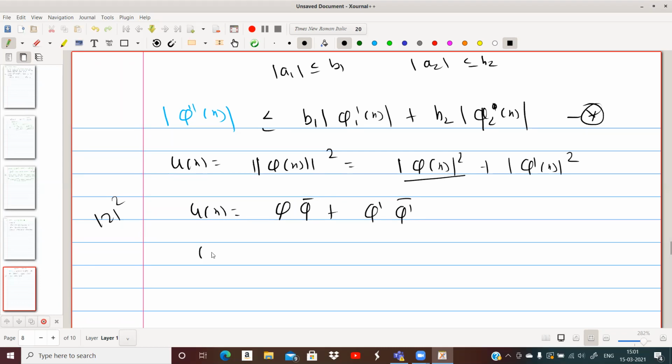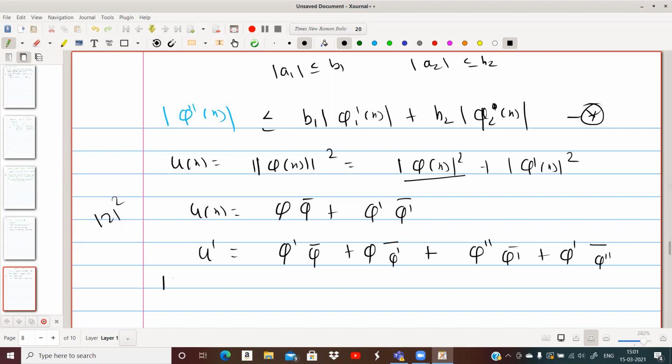Okay. What is u dash? You can write u dash by differentiating this with respect to x. So what should be u dash? U dash will be phi dash into phi bar plus phi into phi bar dash, or phi dash bar, they are one and the same. Next, phi double dash into phi bar dash plus phi dash into phi double dash bar. So the product rule is applied here.